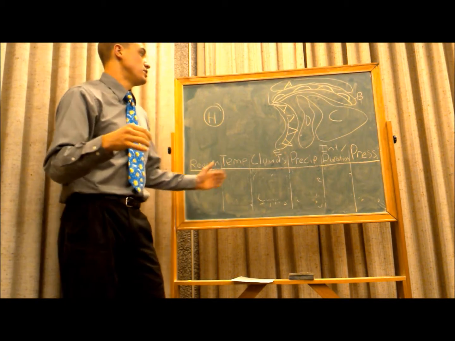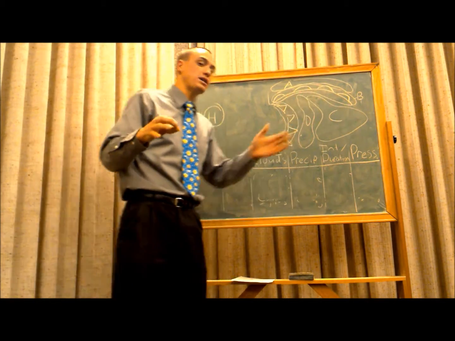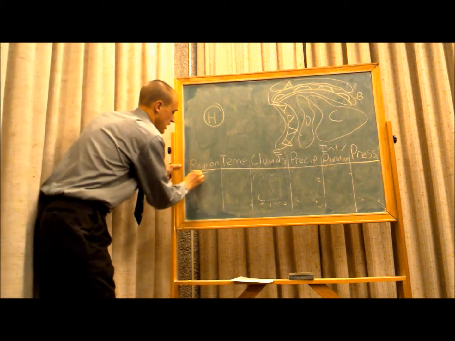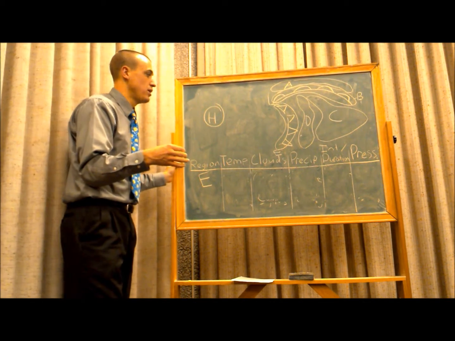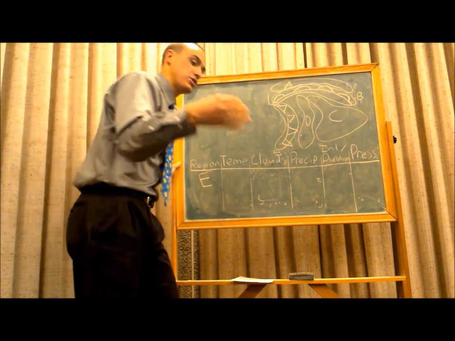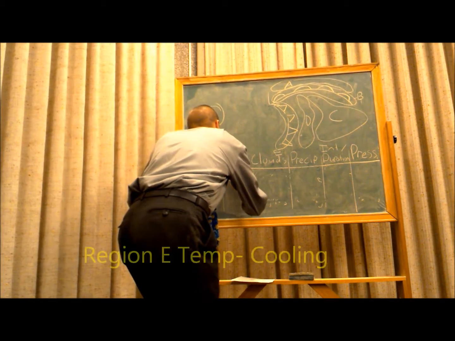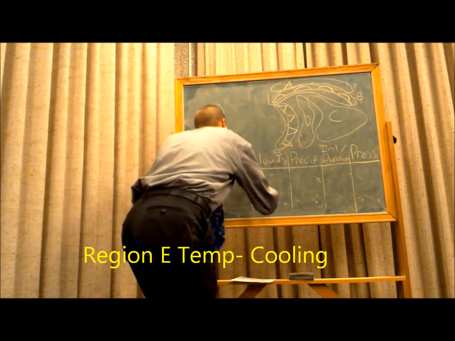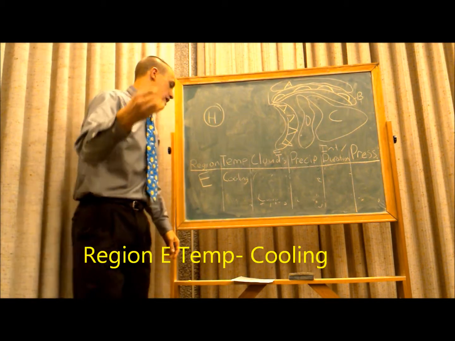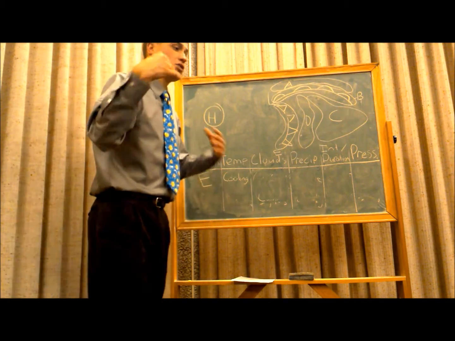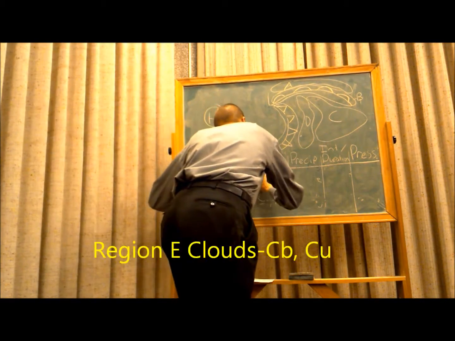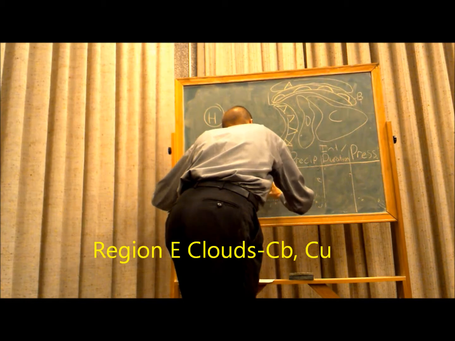Section E is when the cold front starts to pass through the area. And because the cold front is starting to pass through the area, the temperature is beginning to cool. So it is cooling temperature. Now the clouds of this are cumulonimbus and cumulus.